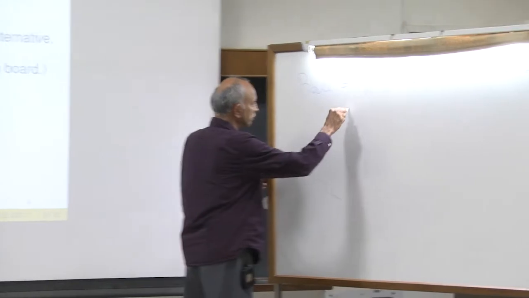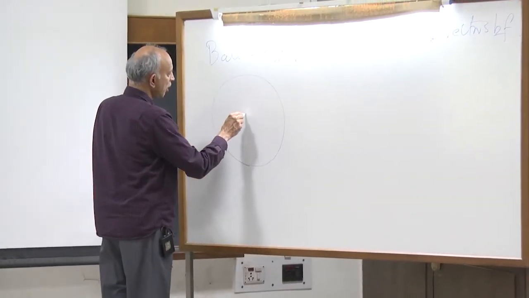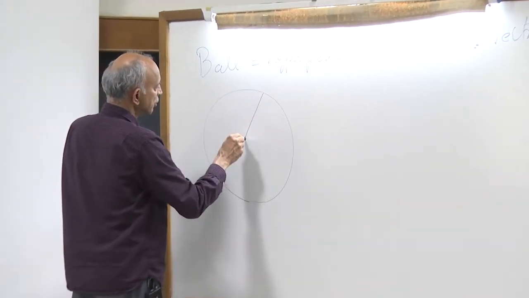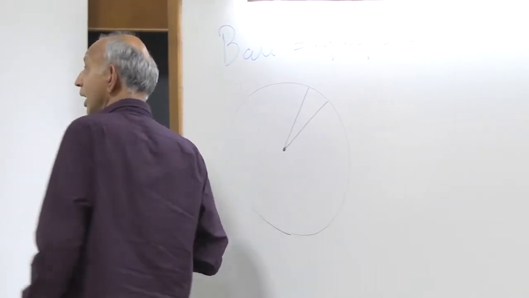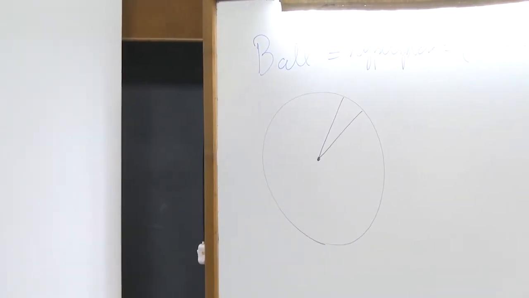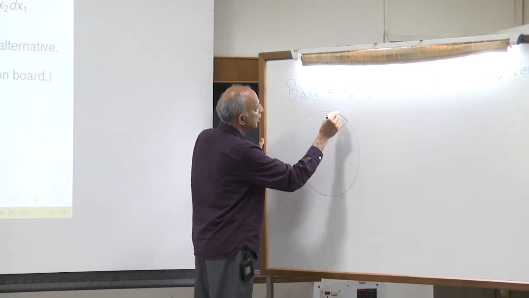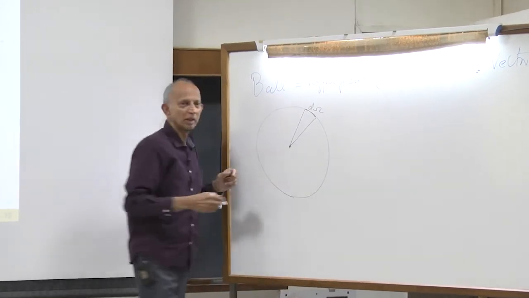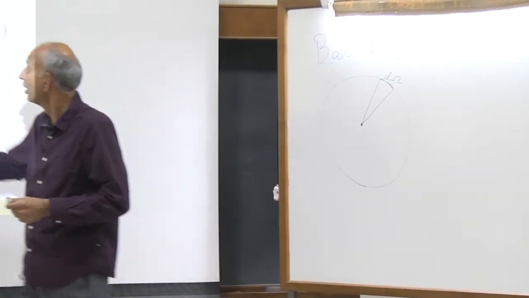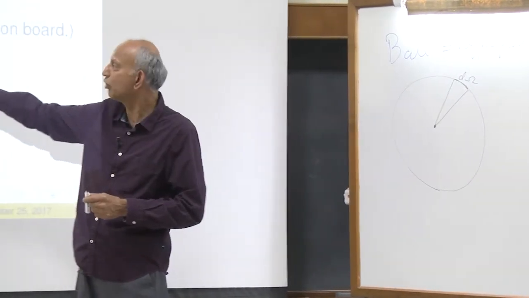In 2 dimensions or 3 dimensions, 2D is all we can draw. The picture is this. I guess I said, what is d omega? d omega is this infinitesimal surface element. Okay. And r is the radius, polar coordinates, right? So r is the radius.